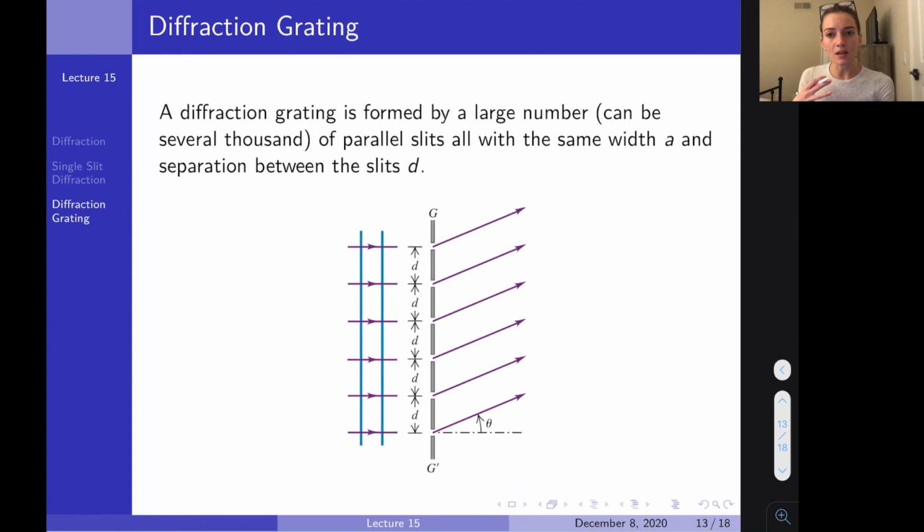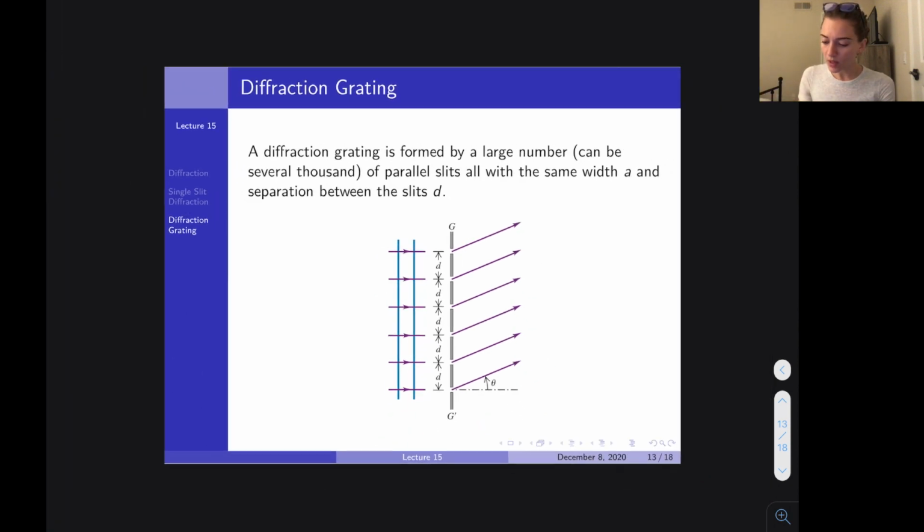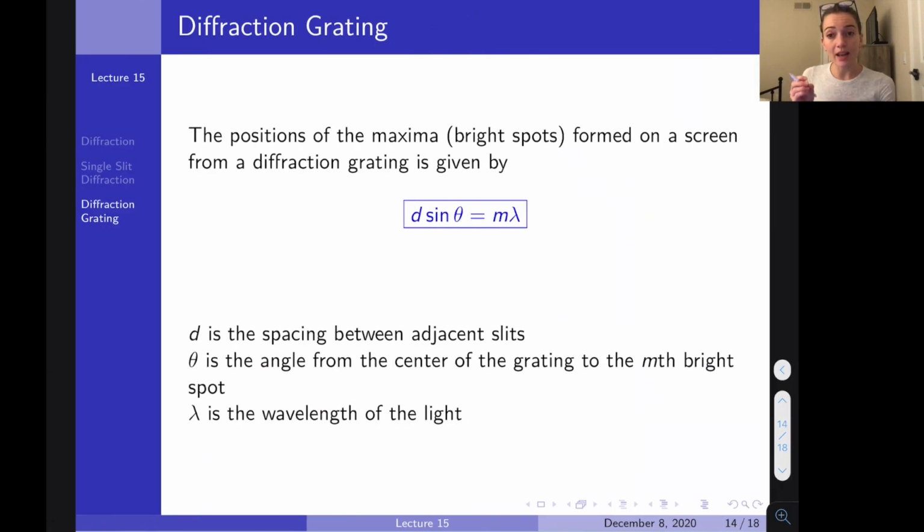So we'll just take the formula as a given. So the position, now we're looking at bright spots again. So you have to be very careful with that. When I write the formula sheet for the final, I'm not going to tell you if it's looking for a bright spot or a dark spot. So I would just give you this formula.